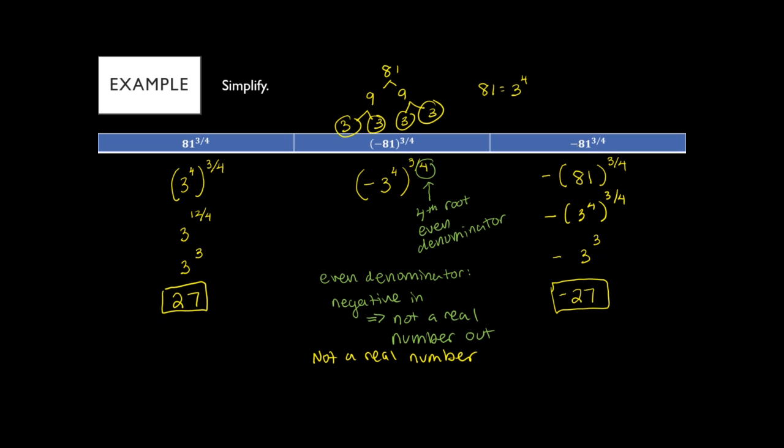I know rational exponents are a little tricky, because there's a lot of rules that you have to think about with this even denominator, odd denominator thing. Do you guys have any questions so far?